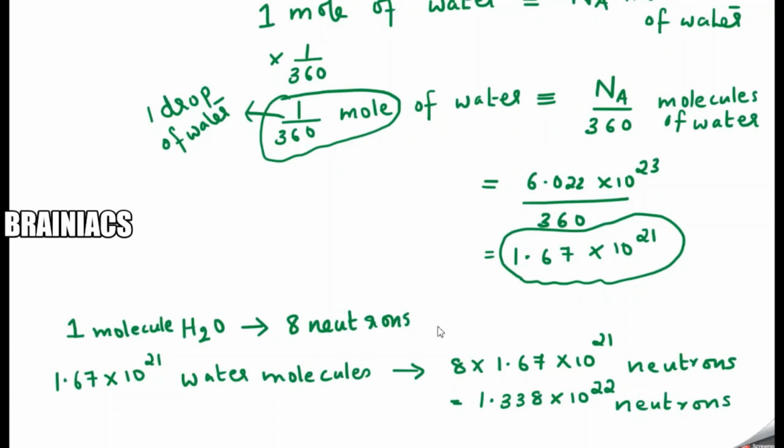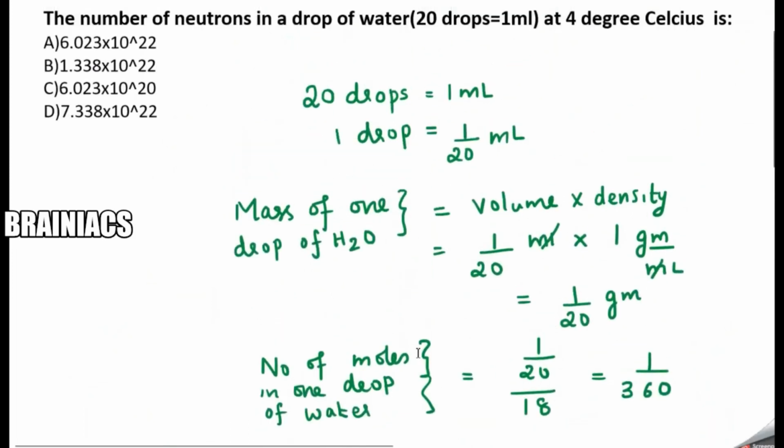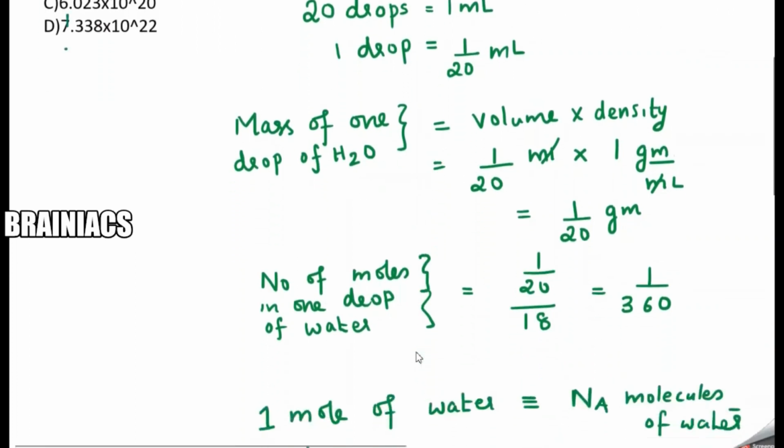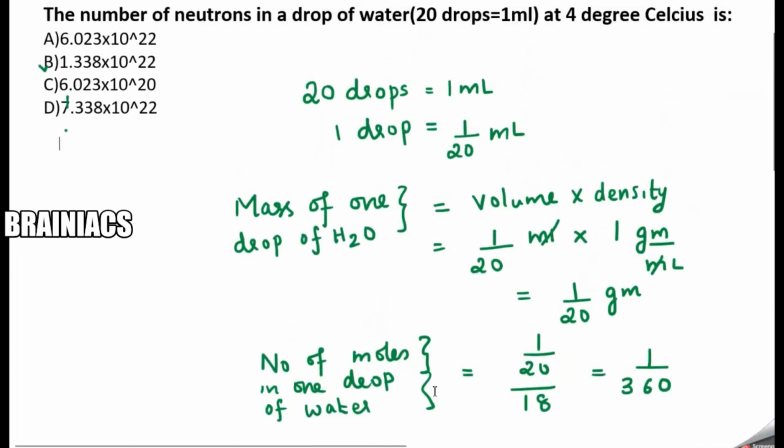1.338 into 10 power 22 neutrons. So right now we have got the answer. We will come back here. Which option corresponds to that? 1.338 into 10 power 22. So option B is the correct answer.